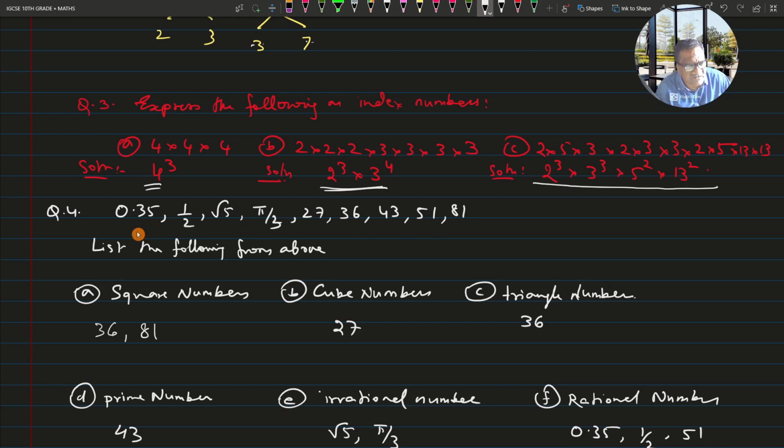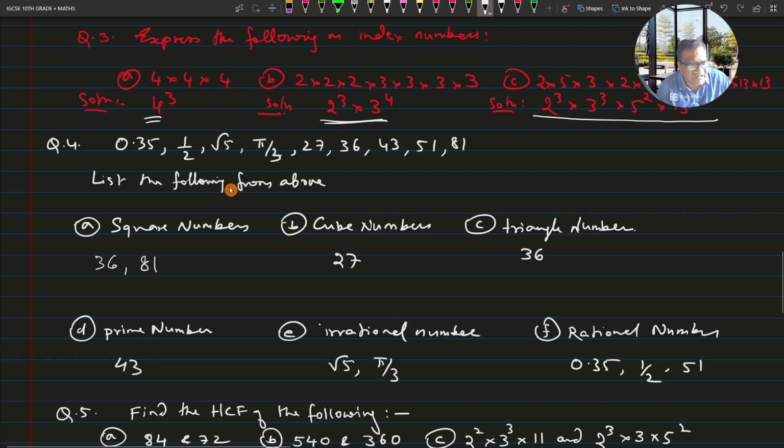Now there are some numbers given to you: 0.35, 1 by 2, root 5, 5 by 3, 27, 36, 43, 51 and 81. Now what you have to do is list the following from the above. So you have to take these numbers from the given numbers and put them in the appropriate category. Okay. So there are categories A to F given: square numbers, cube numbers, triangle numbers, prime numbers, irrational numbers, and rational numbers. Okay. So one by one, you have to pick up the numbers from here and put them in the appropriate category. Now 0.35.